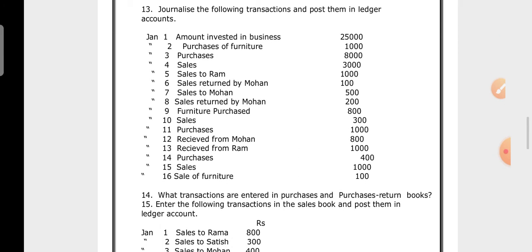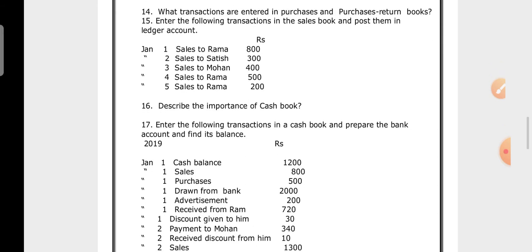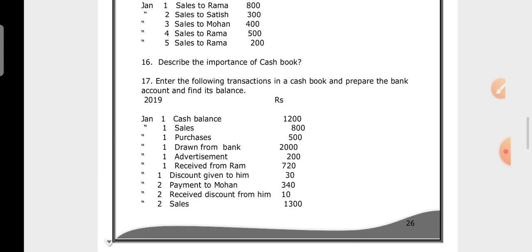Anyhow, you are subject students, you know very well about all these things. Even so you requested it, and that is the reason I have posted this video for you people. So the 14th one is, what transactions are entered in the purchases and purchases return books. And enter the following transactions in the sales book and post them in the ledger account. Next, describe the importance of the cash book. 17, enter the following transactions in the cash book and prepare the bank account and find its balance.